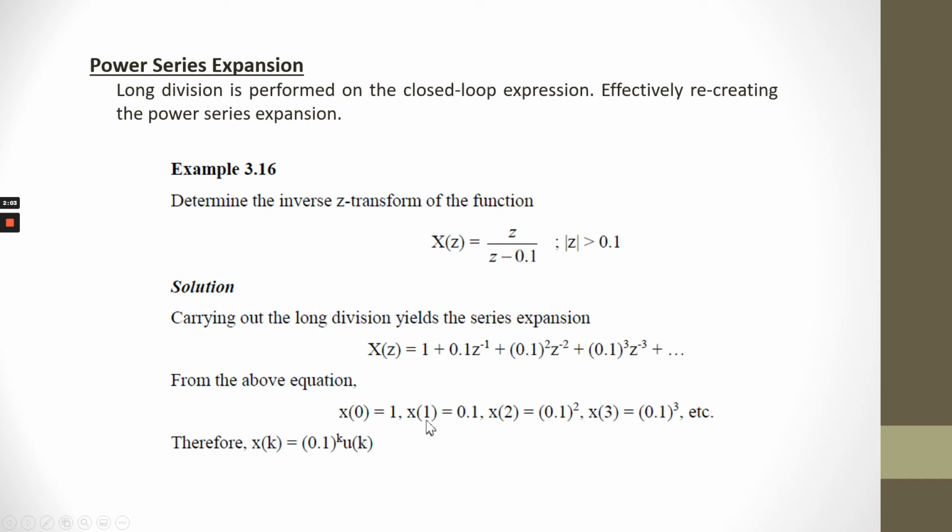And if we have x[1], which is equal to 0.1, for x[2] we have 0.1 squared, for x[3] we have 0.1 cubed. Therefore, we can conclude that for power series expansion, x[k] equals 0.1 to the power of k u[k]. So the k depends on this one in the bracket.